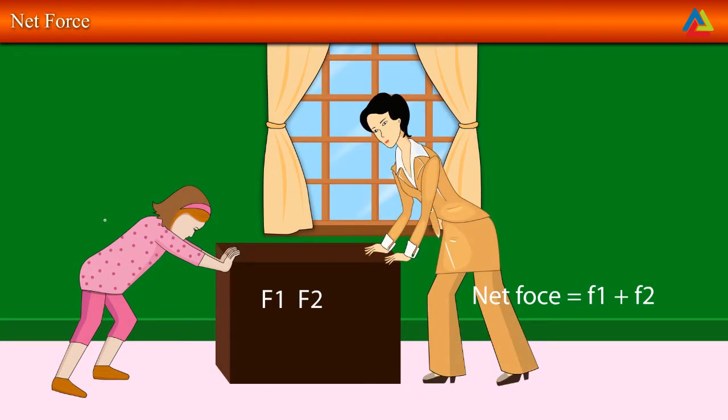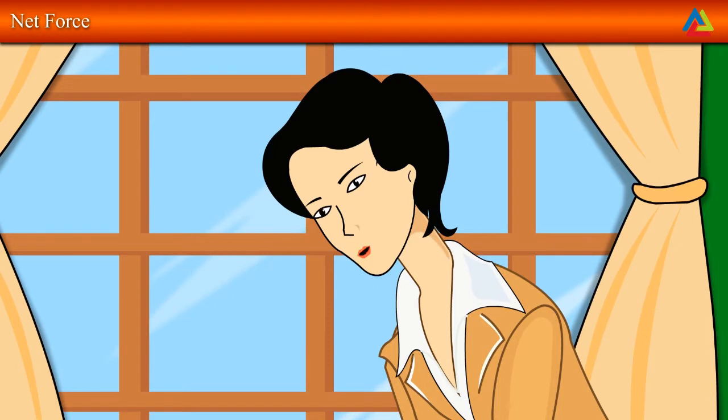What would happen, Mom, when you pushed from the opposite end? If the two forces act in opposite directions on an object, the net force acting on it is the difference between the two forces. Hence, the net force is equal to F2 minus F1, because force F2 is greater in magnitude than F1. The strength of a force is usually expressed by its magnitude.